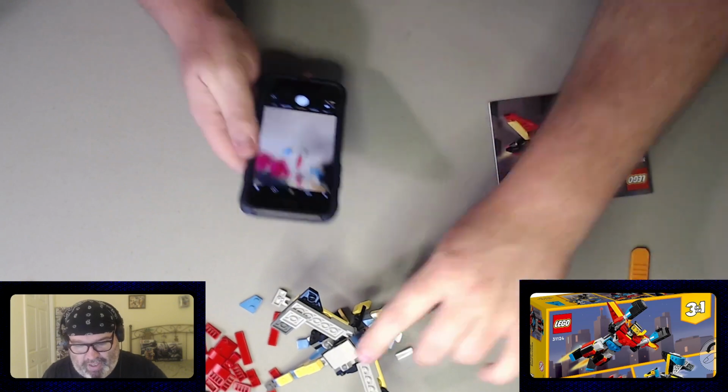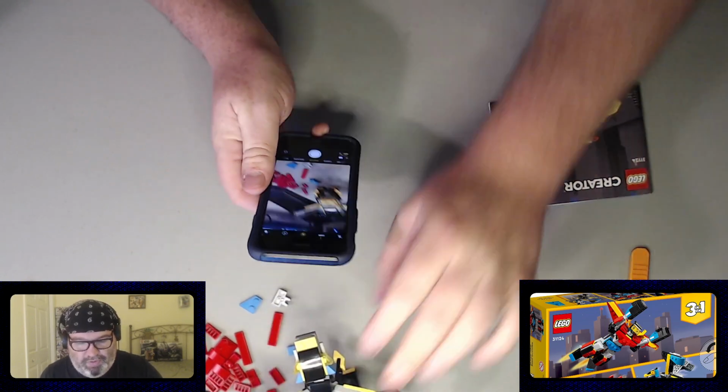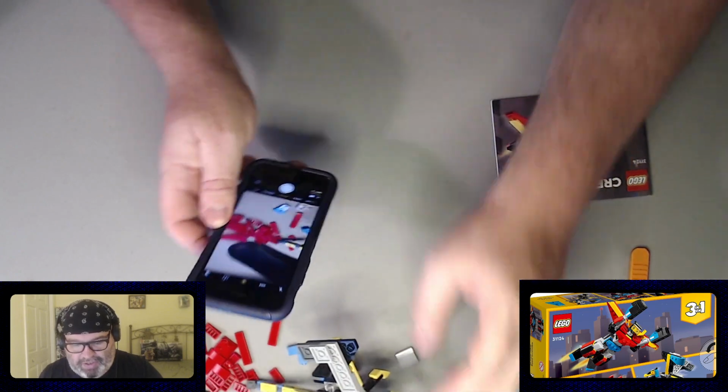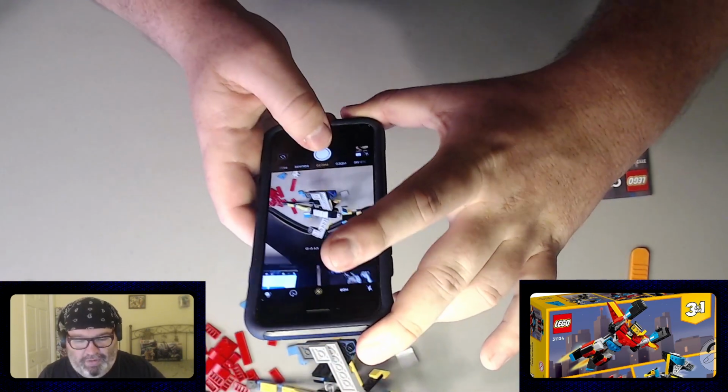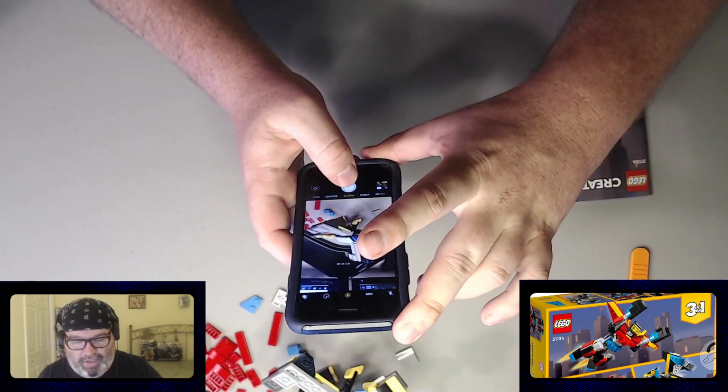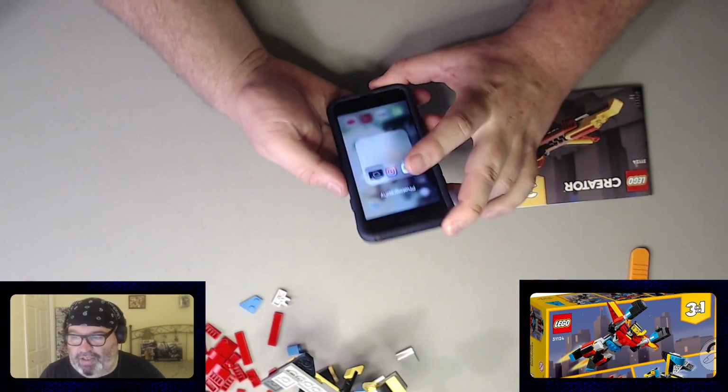We'll try that dragon. Take a couple photos of this dragon. Try to get a good angle on this dragon. I think that's the way to go. Yeah. Dragon.